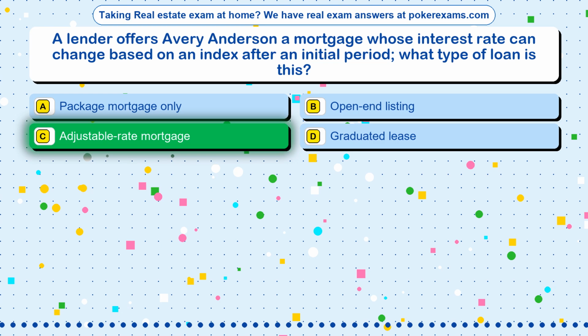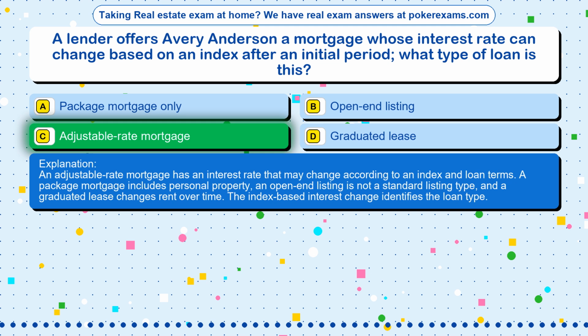The correct answer is option C, adjustable rate mortgage. An adjustable rate mortgage has an interest rate that may change according to an index and loan terms. A package mortgage includes personal property, an open-end listing is not a standard listing type, and a graduated lease changes rent over time. The index-based interest change identifies the loan type.